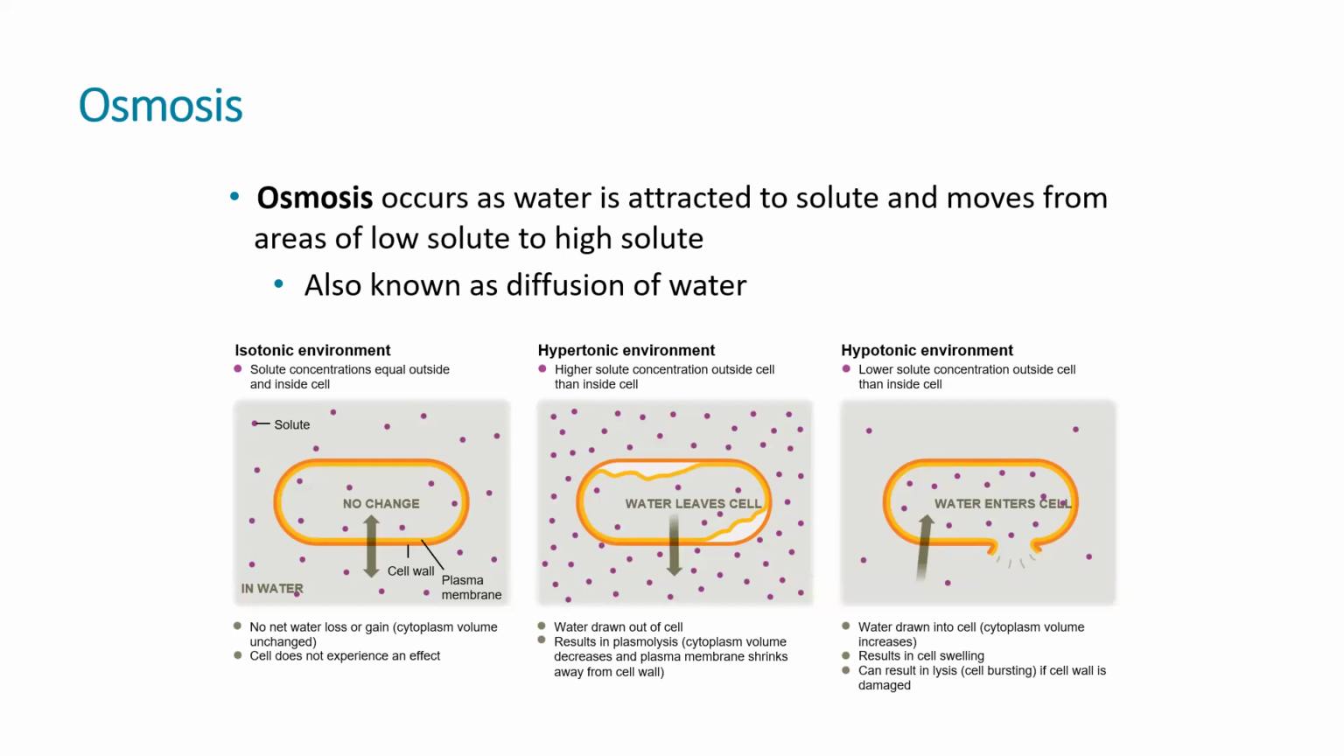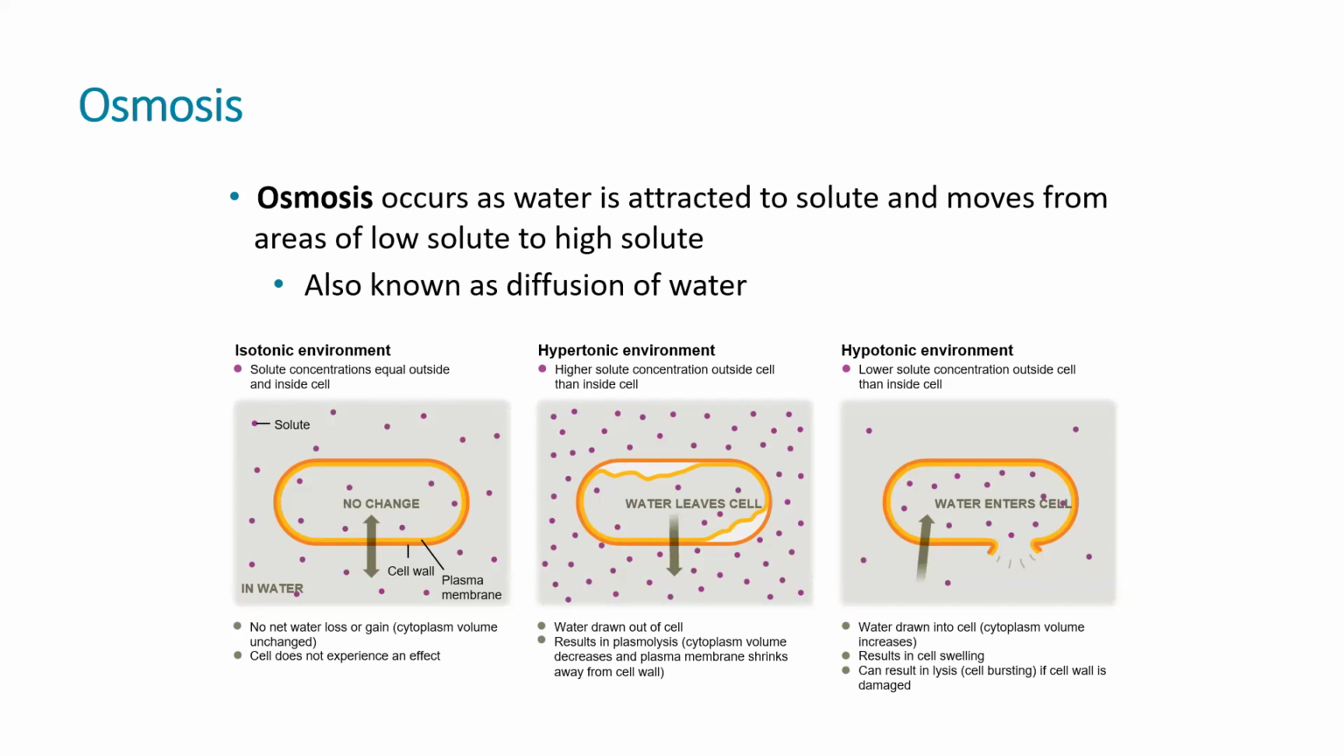And so if a solution is isotonic, iso in this case is going to mean equal. What that means is that the concentration of solutes outside of the cell, which is represented by these little purple dots, is equivalent to the concentration inside the cell. And if you have an isotonic solution, then water doesn't flow. It just stays. It doesn't move in and out. It doesn't diffuse or it doesn't osmose.